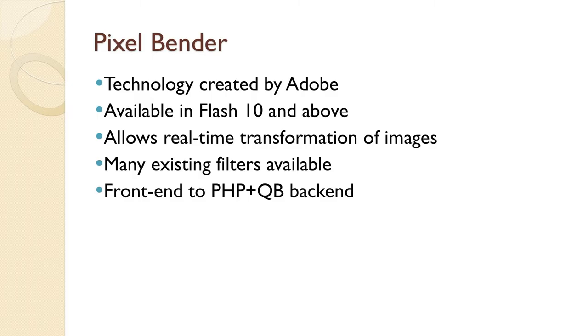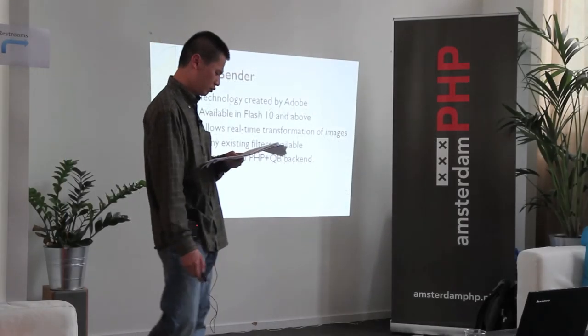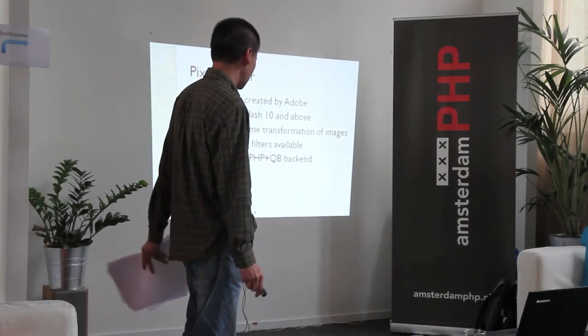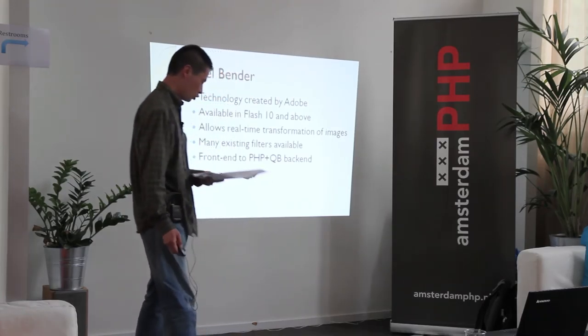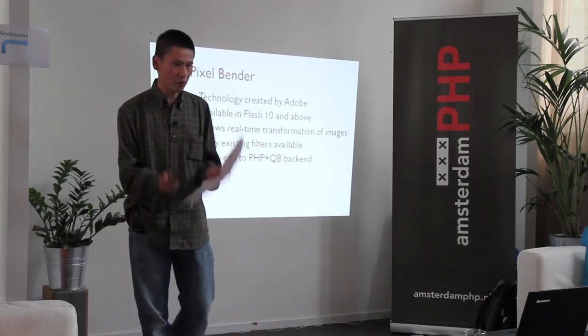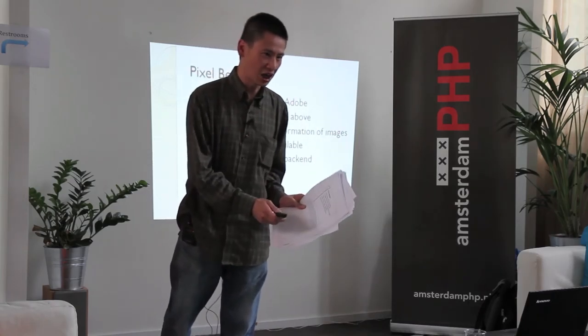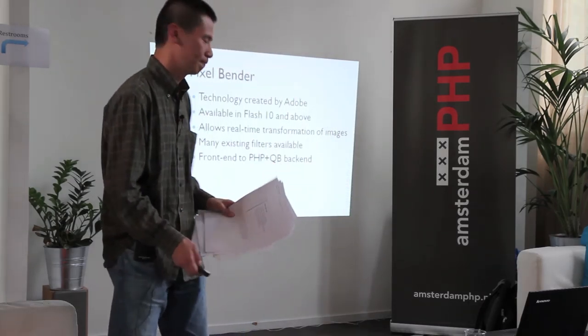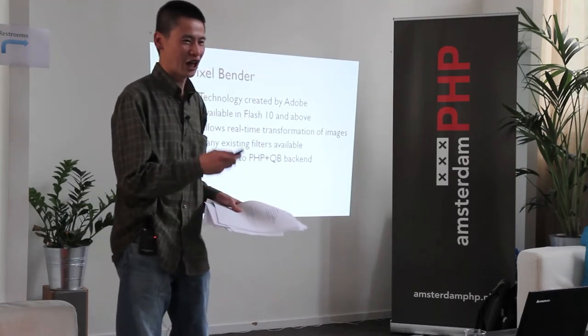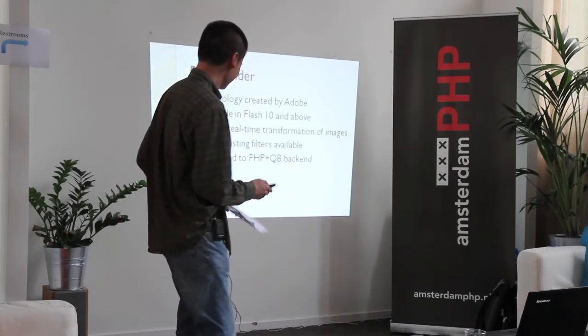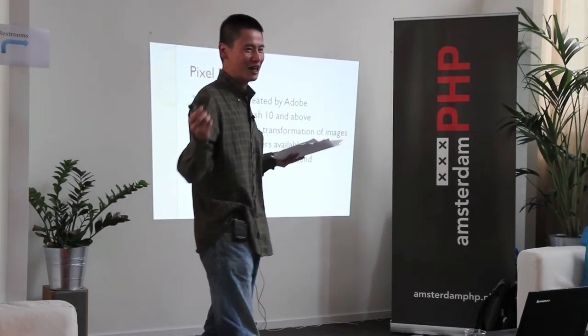And Pixel Bender potentially could be very useful in this case if you use it in combination with QB, because it gives you a way to perform the same operation on the client side as well as on the server side, even though the client side has to be equipped with Flash, obviously. Everyone got Flash.